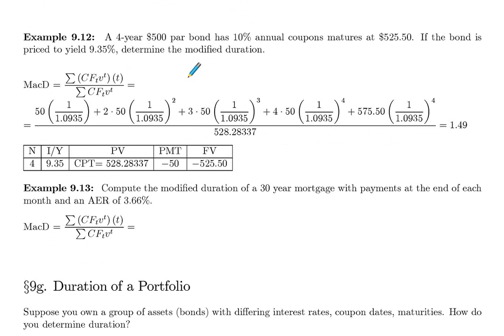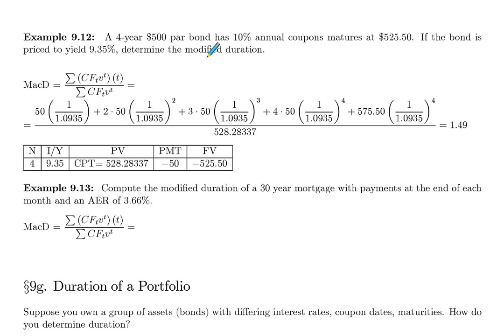Okay, now last example with modified duration. Here we have a 4-year $500 par bond. It's got 10% annual coupons and matures at 525.50. If the bond is priced to yield 9.35, determine the duration. So here we have the yield. We want to determine modified duration.